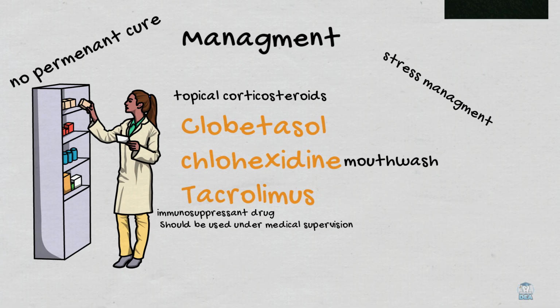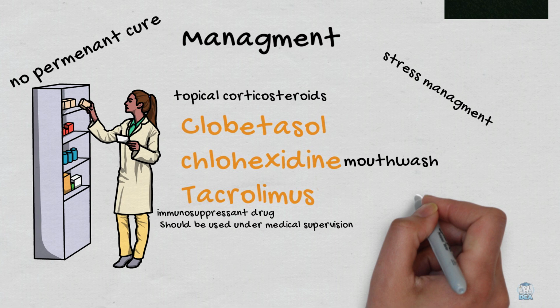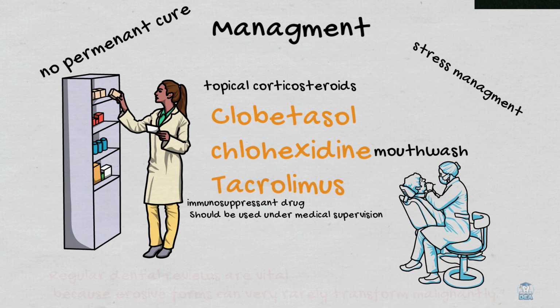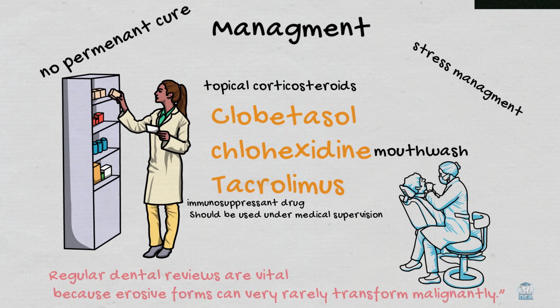Stress management plays a big role. Relaxation therapy and counseling often make a noticeable difference. Regular dental checkups are essential because erosive and atrophic forms have a small risk of turning malignant.